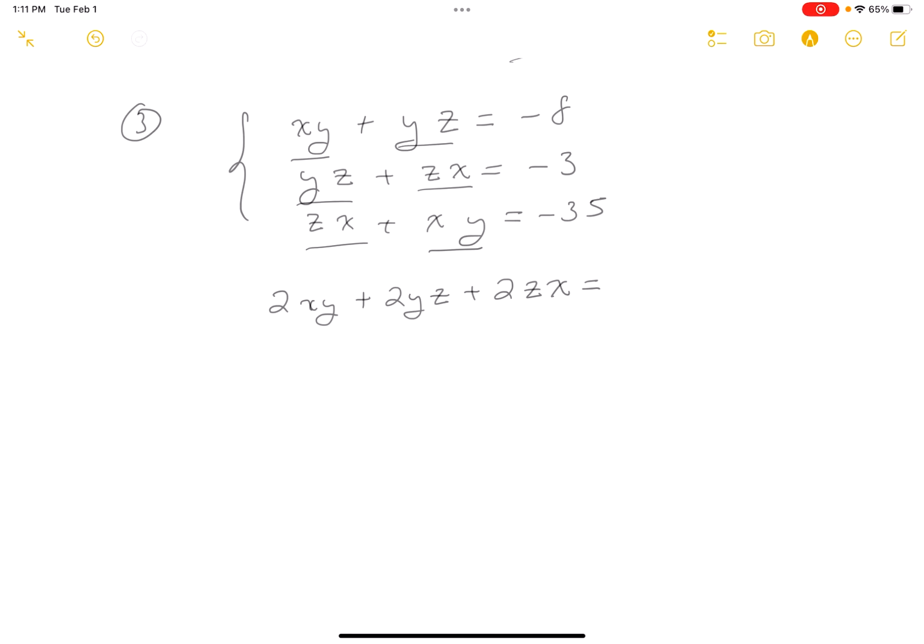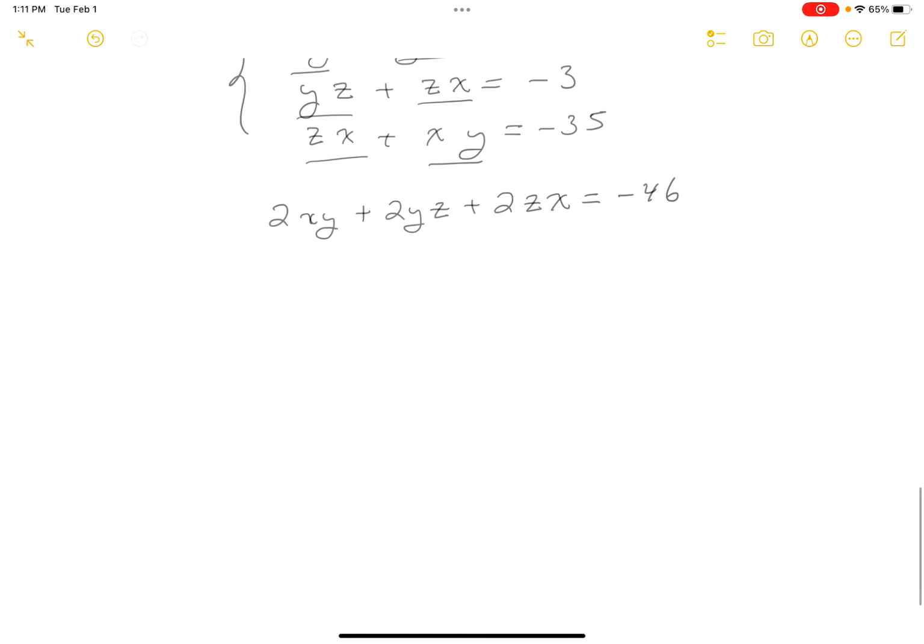And then if you add the other side together, what would you get? Let's see, minus 46. I'll put this over here. And to make the numbers a little bit easier for me, I would divide both sides by 2. And what do you get? xy plus yz plus zx equals minus 23.